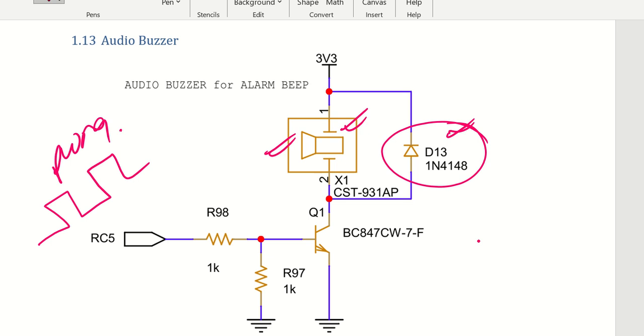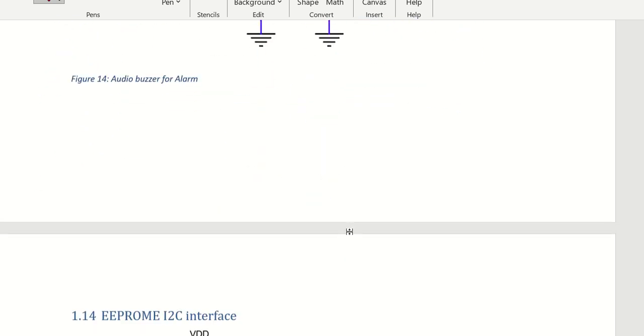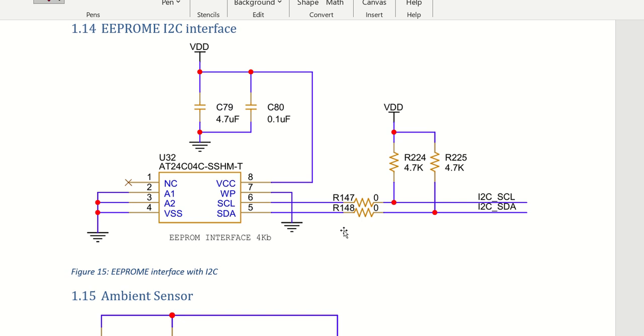Okay. If you wish to, you can utilize some other MOSFET as well here. So you can utilize a MOSFET instead of using the transistor. Coming back to the next part, we have one more EEPROM that is there using the I2C interface.